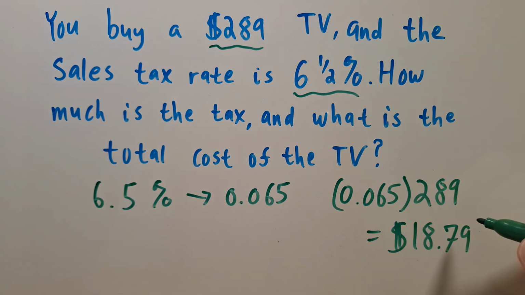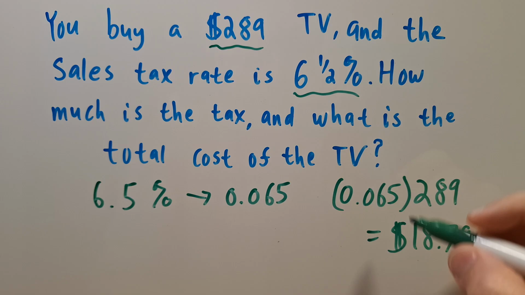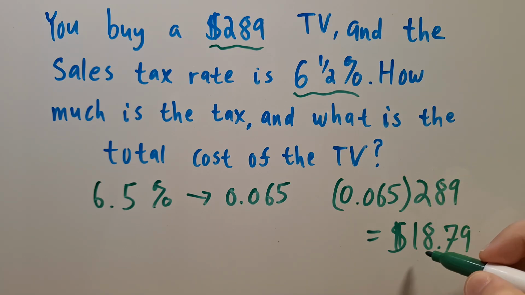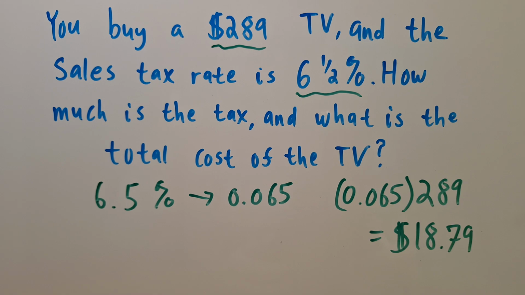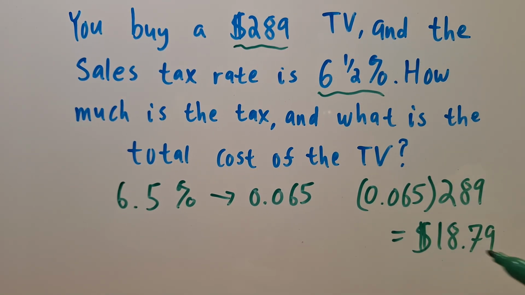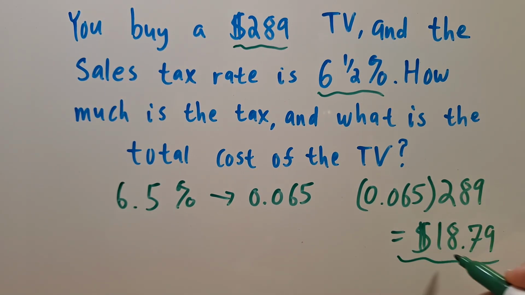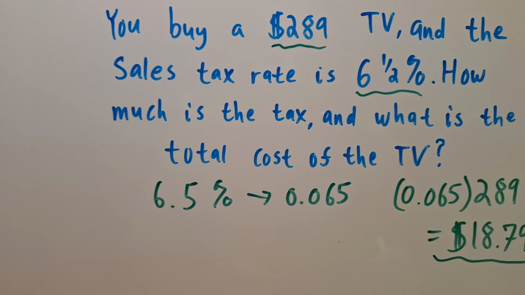So for future reference, anytime you're dealing with an application involving money and you have to round with decimals, ideally round to 2 decimal places for dollars and cents. So this number here, $18.79, that is our tax.